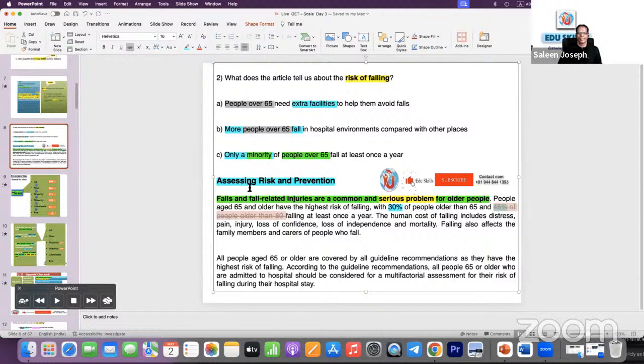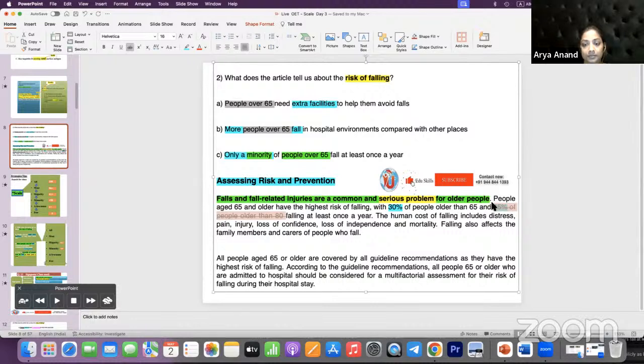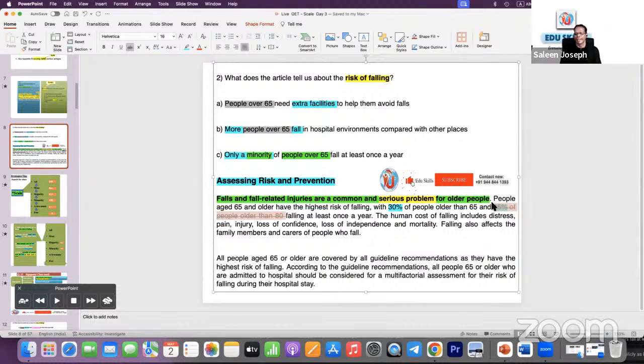Now this heading is assessing risk and prevention. If you can just summarize the paragraph as I taught you yesterday and the day before, today again I'll be dealing with that. See, falls and fall related injuries are a common and serious problem for older people. So a problem is stated, and then they are giving the details, the evidence. Then the human cost of falling, which means the effect of falling.